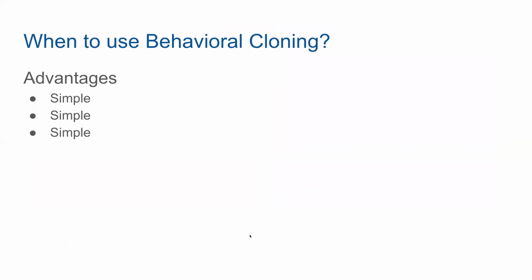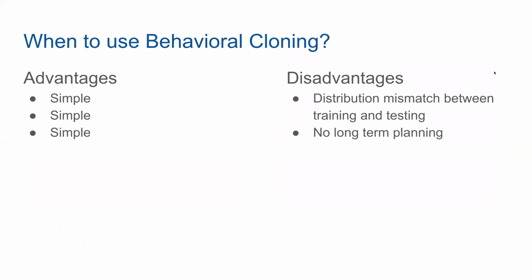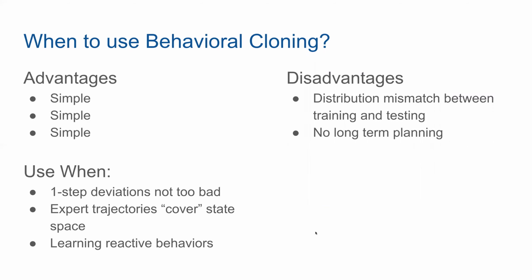So when do you use behavioral cloning? Well, the advantage is it's super simple. The disadvantage is that it has this massive issue with distribution mismatch between training and testing. And so it doesn't know how to correct for its own mistakes because it just has this finite sample of demonstrations from the expert, and that's all it knows what to do with. You can still use behavioral cloning. One-step deviations are not too bad. So if the expert trajectories somehow cover the state space well enough, then behavioral cloning isn't too bad, and this may be okay for learning certain types of reactive behaviors.